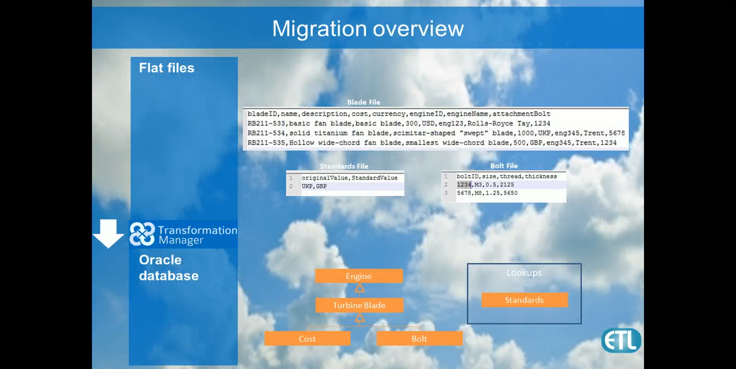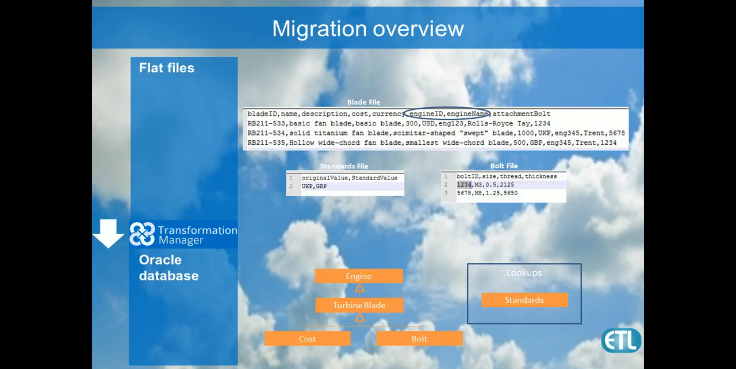So if we have a look in a little bit more detail, at the top there we can see the flat files that we're going to use, and at the bottom we can see the database structure that we're going to move that information into. So as you look at the flat files, what we can see is the blade file is related to the standards file. We can also see that the blade file is related to the bolt file.